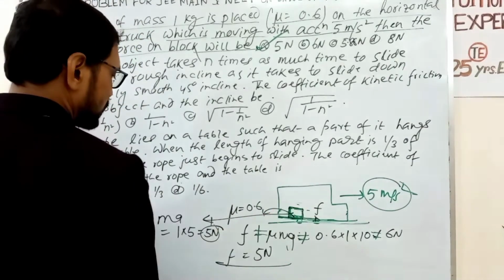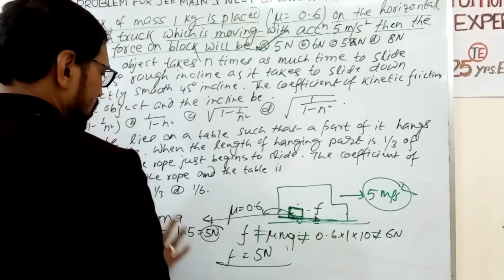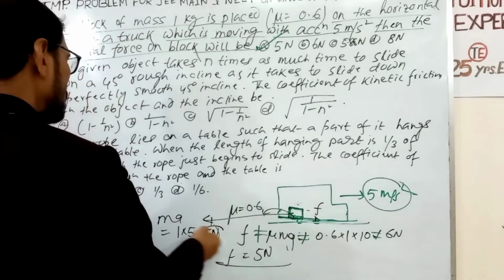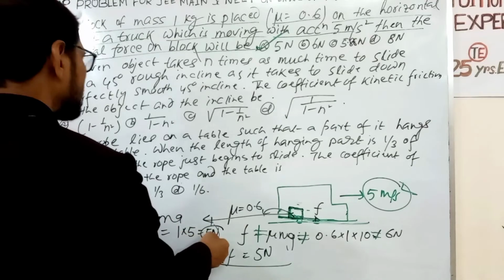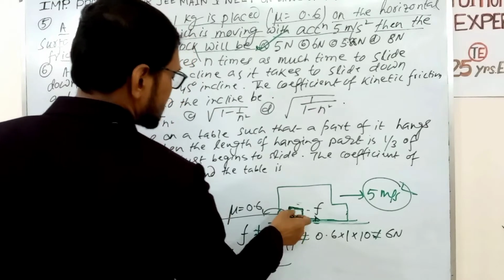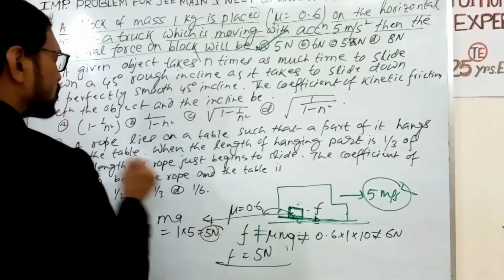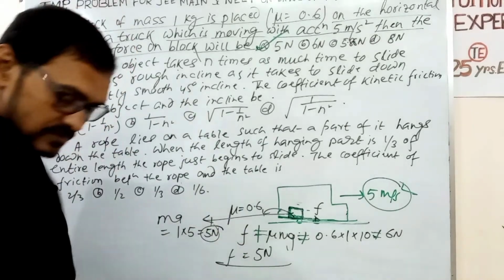The block is at rest on the floor. So what external force acts on the block? This is the pseudo force. Pseudo force equals ma, mass into acceleration, 5 Newton. So this force acts in this direction. Friction prevents the slipping of the block, which is equal to 5 Newton. Friction prevents this force. Okay.